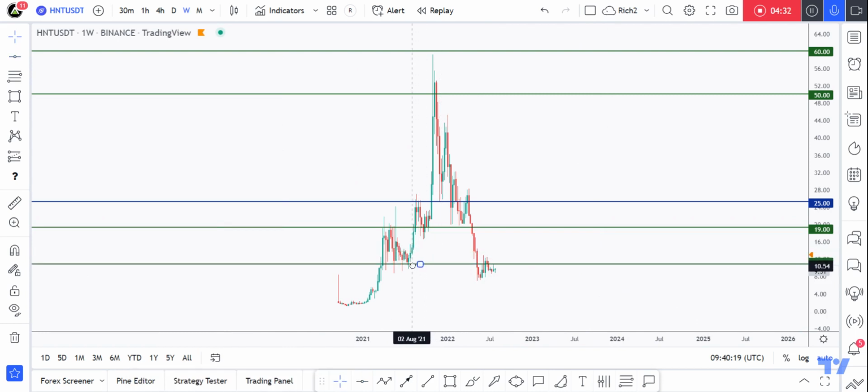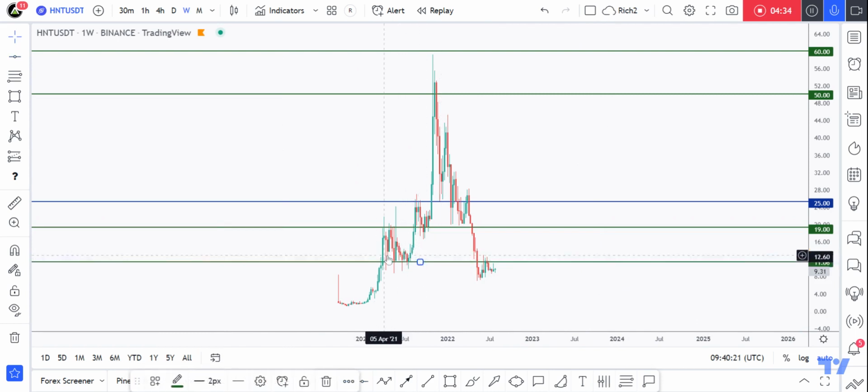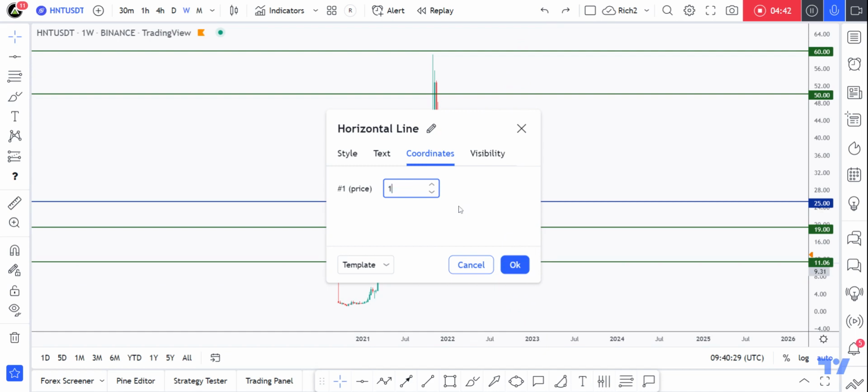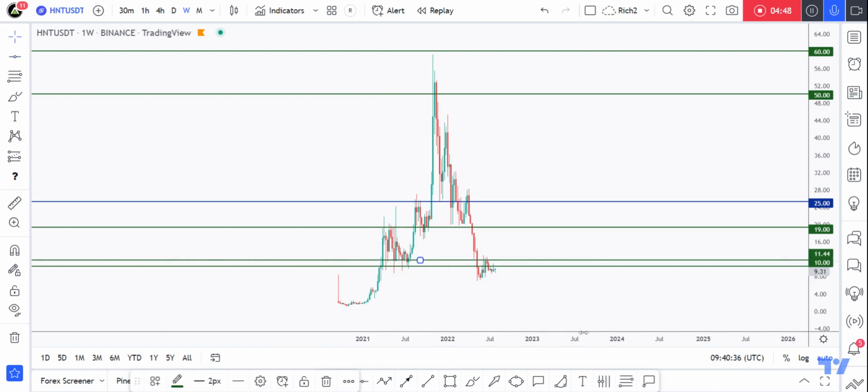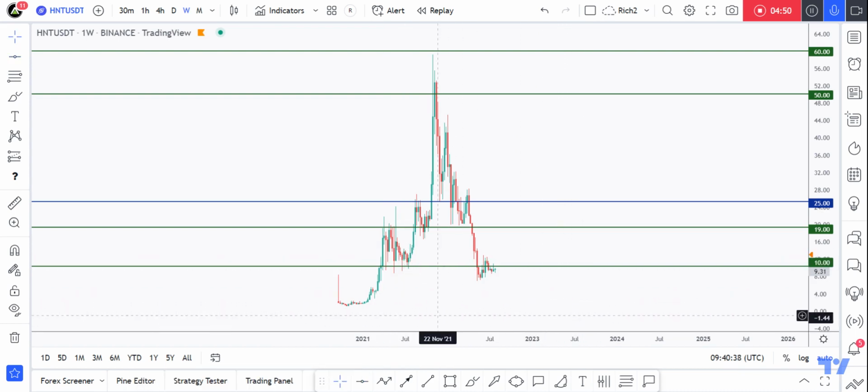If we go lower, we can see multiple rejections from this area, which has been acting as support previously, then broken downward, now acting as a resistance. It happens to be around the round number 11 or 12, but let's keep it 10 because it's a strong round number. But of course, it's an entire zone just like this.